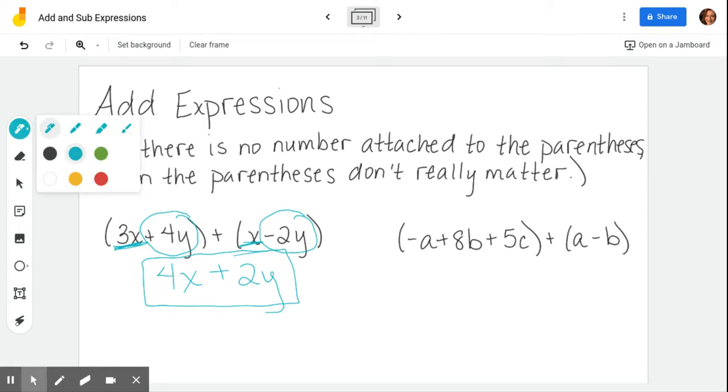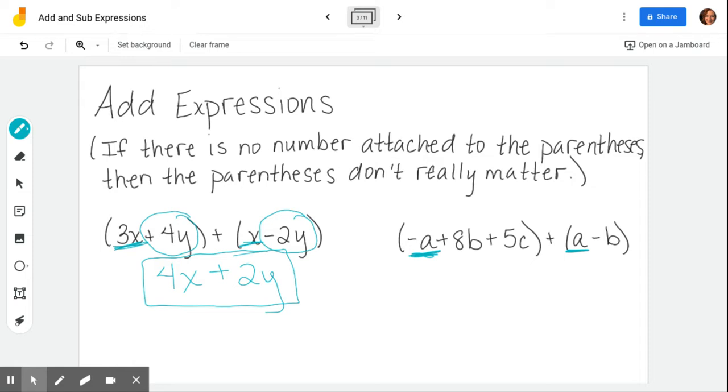On the next one, let me adjust my pen. That's bothering me. Again, I have nothing in front of these parentheses. I have nothing in front of these parentheses, so I don't need to do the distributive. So I'm just going to pretend like they're not there and put my like terms together. Here's a negative a or a negative 1a, and a positive a, a positive 1a. Negative 1 and positive 1 are opposites. So when you put them together, you get 0, right? Opposites cancel each other out.